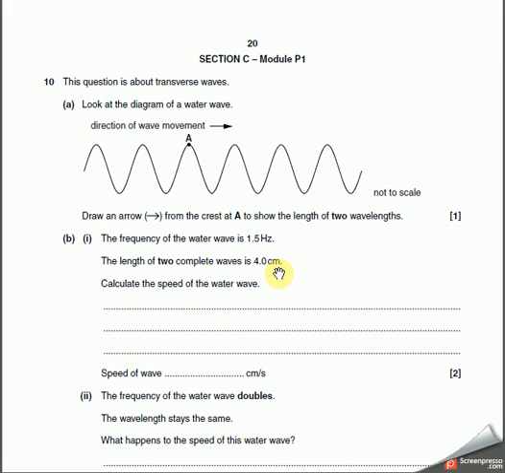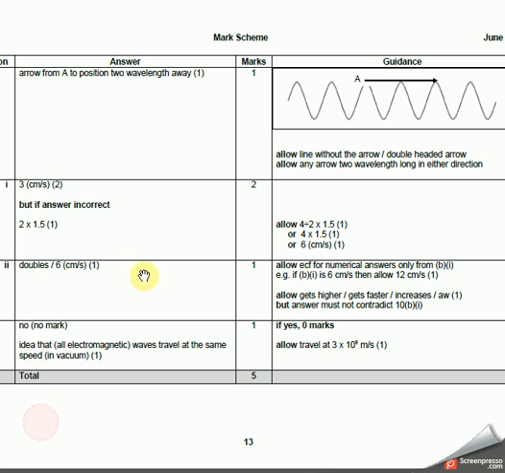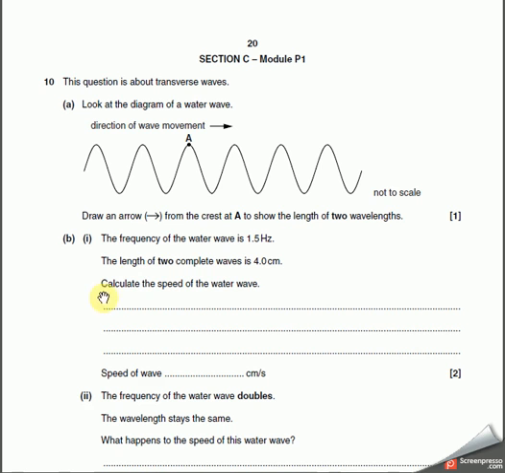Now, two complete waves is 4 centimeters, but we need to know the wavelength. So obviously half of that is going to be 2 centimeters. So writing the equation down, frequency times wavelength, it's going to be 1.5 times wavelength, which is 2, because that's 2 complete waves, which is 4 centimeters. One complete wave is 2 centimeters. So 1.5 times 2 is 3. Let's just look at that. 3 centimeters per second. And you can see that they divided the 4 centimeters for the wavelength by 2 to give you 2 centimeters. And that's the answer for that one.